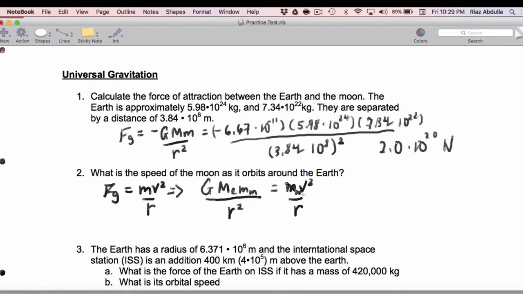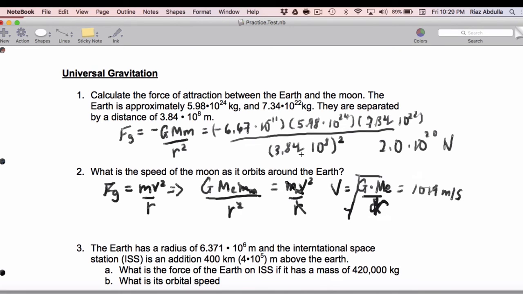Now, it turns out the mass of the moon cancels from this equation. One of the r's cancels. So the speed of the moon about the Earth is actually given by G times the mass of the Earth divided by their distance, under a square root. And when we actually work this out, that ends up being about 1,019 meters per second.